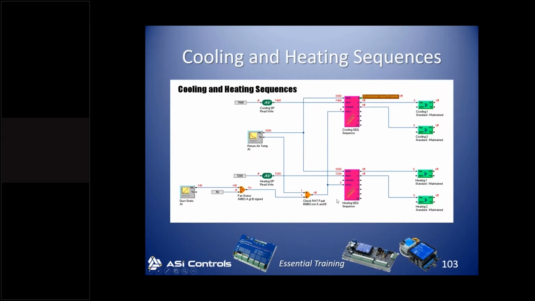Cooling and heating sequences, we're just going to do a simple return error control just so that you can see how the sequence object works. So we're going to interlock both sequences to make sure that we have some minimum static pressure.